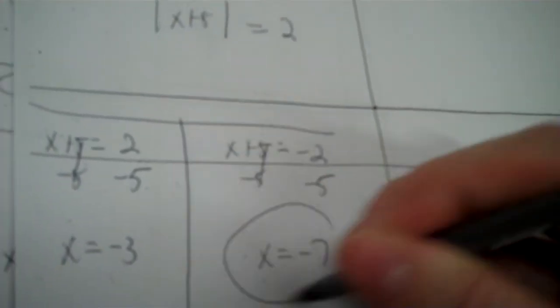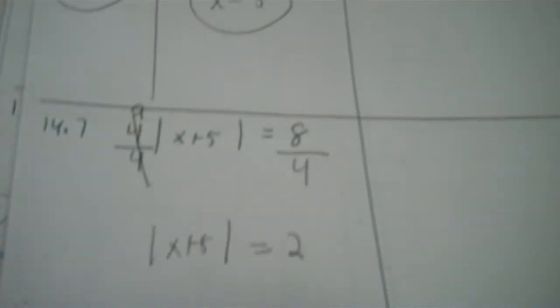So 2 minus 5 is negative 3. Negative 2 minus 5 is negative 7. So those are your possible values for x. Just discrete values. They don't go on a number line and be continuous.